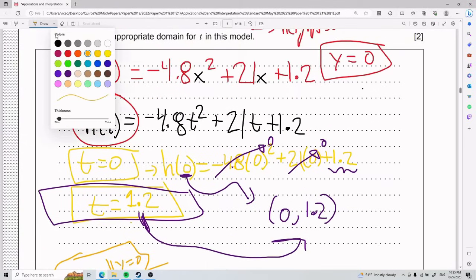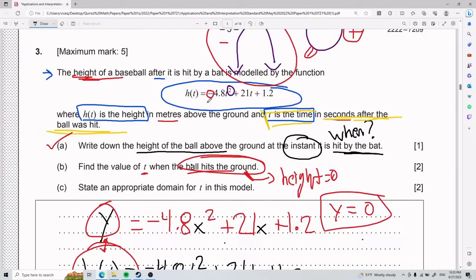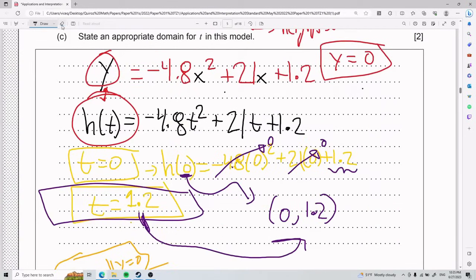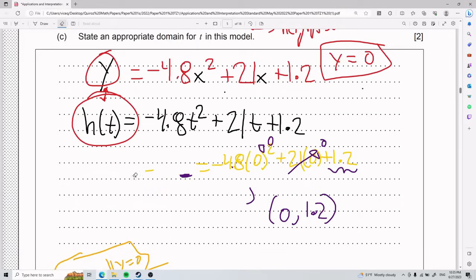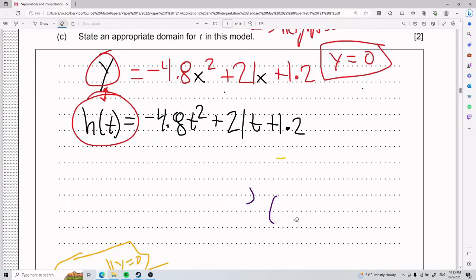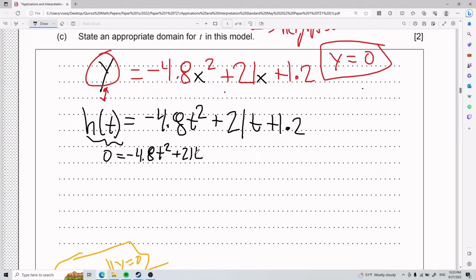So I'm going to take my trusty formula over here. I'm just going to make some space. Give me a second. Okie dokie. So again, we're making y equal to 0. Why are we making y equal to 0? Because we're analyzing when the ball hits the ground. My y is height. That's why I work it that way. So all of this has to be equal to 0. So 0 equals negative 4.8 t squared plus 21t plus 1.2.